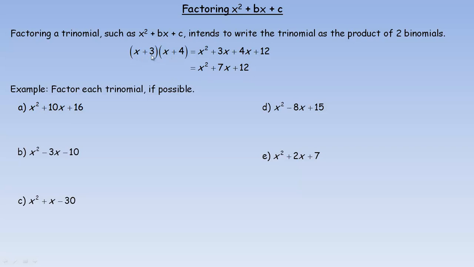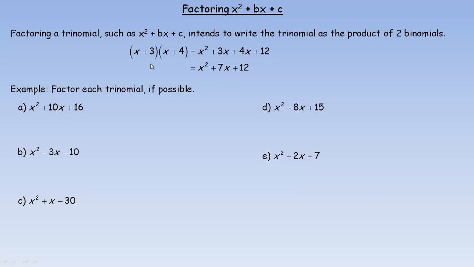Now, if we were to multiply these together, x times x is x squared, x times the 4 would be the 4x, 3 times the x would be the 3x, and 3 times 4 is 12. So you can just multiply each term in here by each term in here. You get these 4 terms, and the 3x and 4x add to 7x, and so it simplifies to x squared plus 7x plus 12.